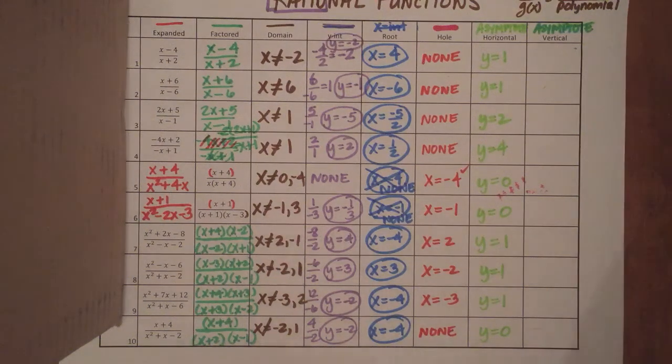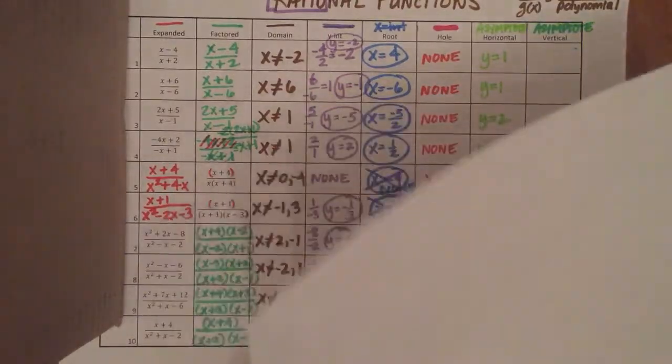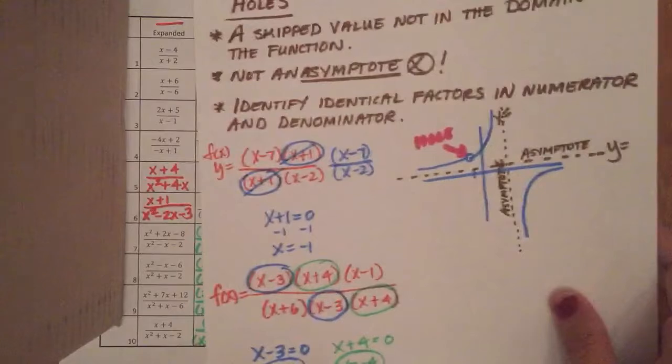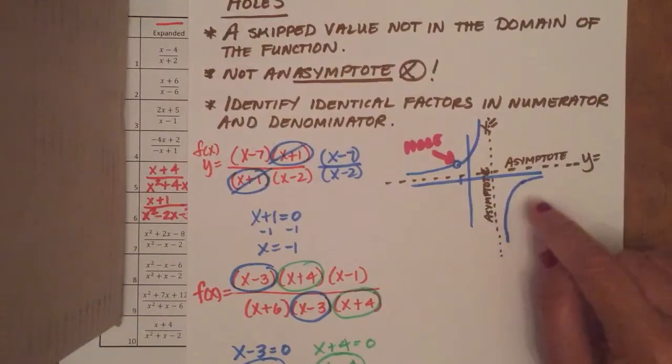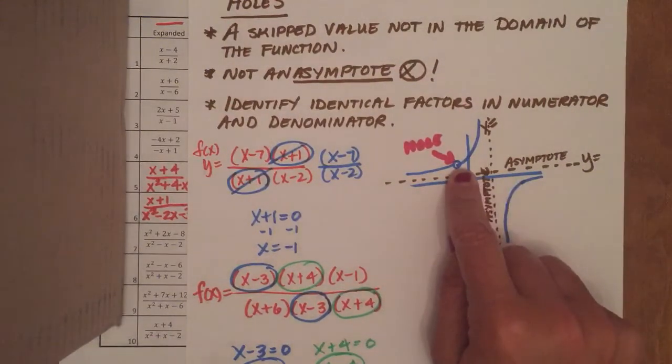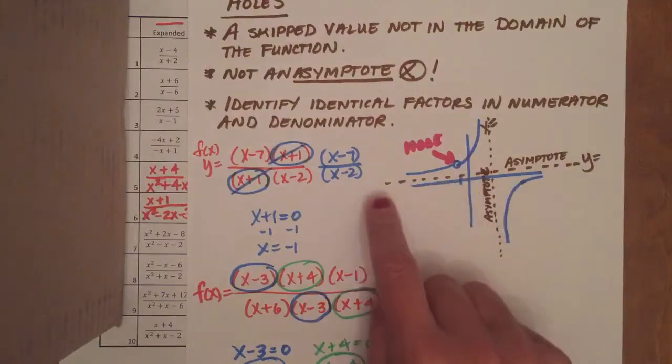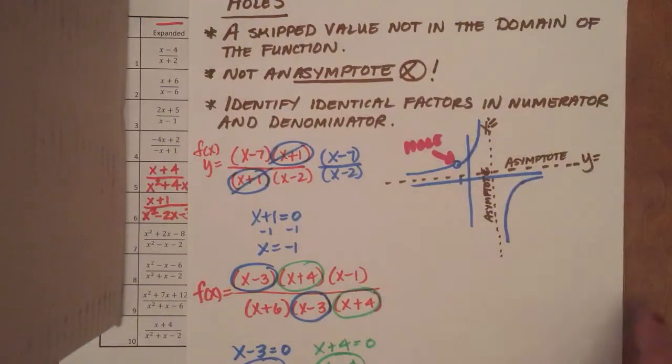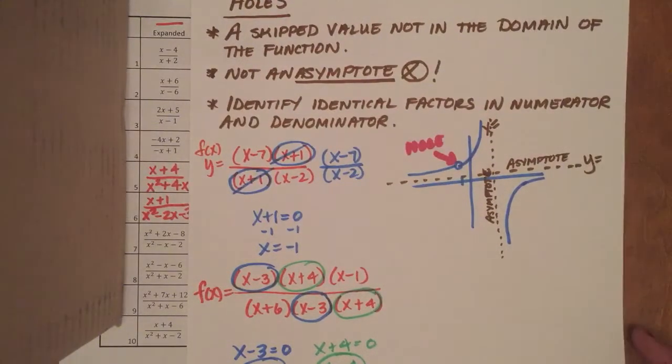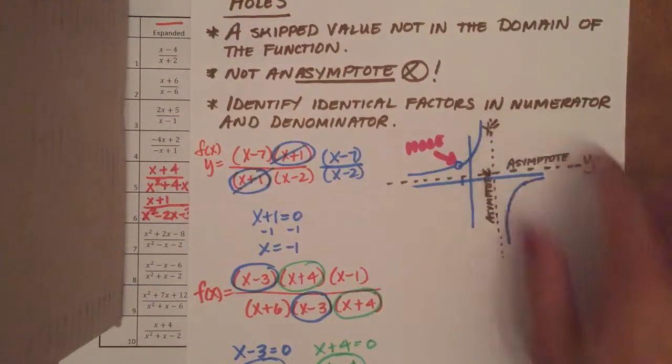The last thing we're going to look at is the vertical asymptotes. Remember, a vertical asymptote and a horizontal asymptote are lines on the graph that the function will approach but never quite reach. Remember, the hole is just a skipped point, a single value. The asymptote is an entire line. So we're going to be looking at the asymptotes, but we're going to look at the vertical one.